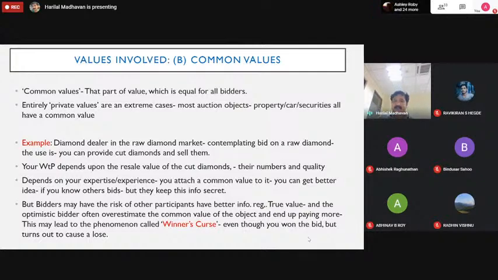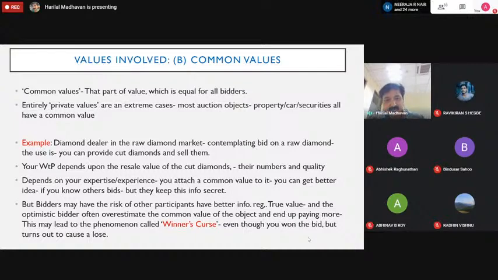For example, think about a diamond dealer in the raw diamond market who wants to contemplate a bid on a raw diamond. The basic use of a raw diamond is that you can cut diamonds from it and sell them off, and it also has a certain level of quality. So your willingness to pay, or your bid for that diamond, depends upon the common value, which is the resale value of the cut diamonds. It obviously depends upon the number of diamonds you can get and the quality of that particular diamond. Depending on your expertise and experience, you attach a common value to it.